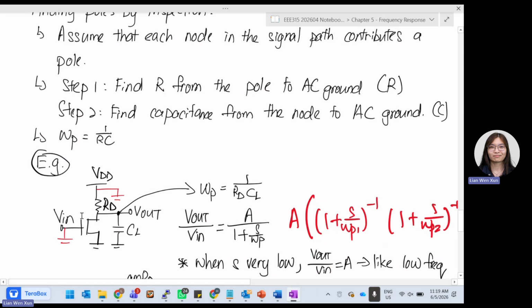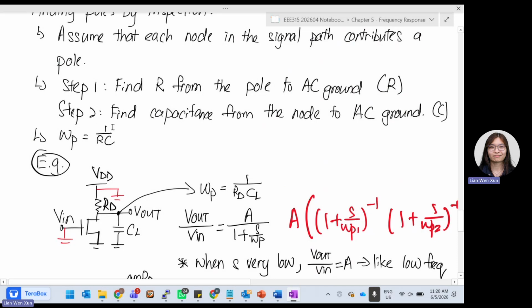Okay, so in this case, how do we actually find the pole? The next step is to find the resistance from the pole to AC ground. So we say this is a pole. We want to find what is the resistance to ground. We do small signal model, we ground VDD, right? So basically now, from this pole, I can only see RD. You might say I can also see the transistor over here. There might be some R0, but let's consider it ideal. Then this part is infinity. If you don't consider channel length modulation, then this part is infinity. So we basically only got RD.